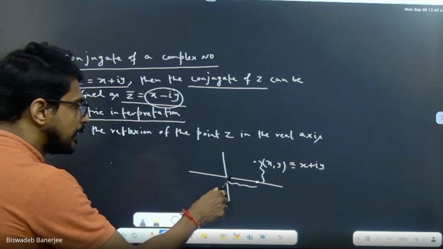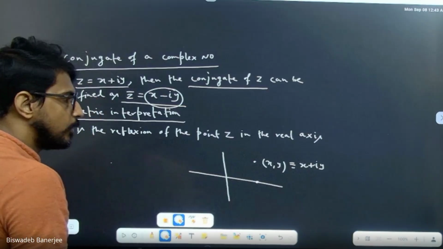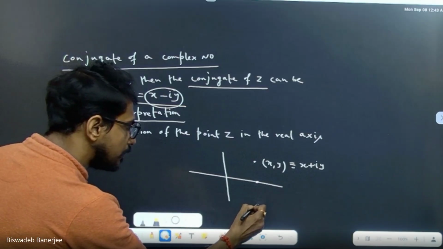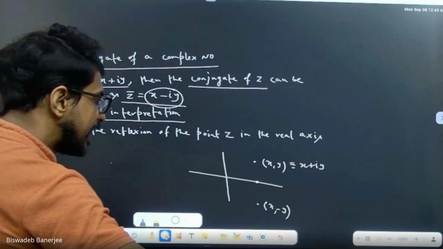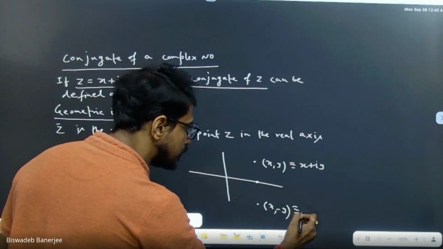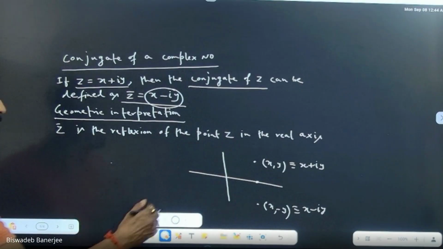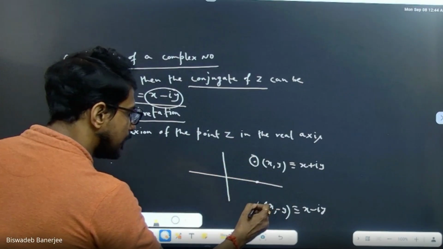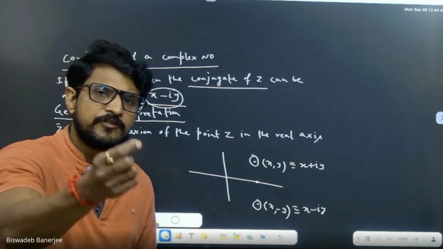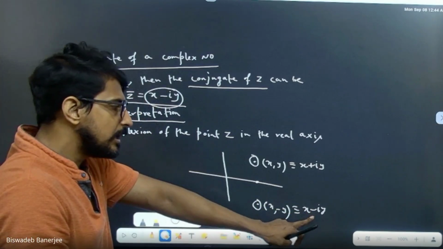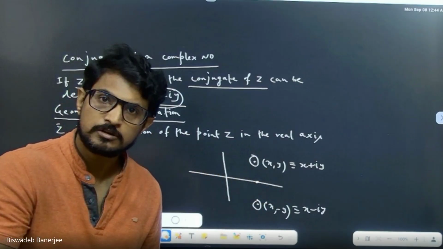That means if this is my x plus iy, if this is my point x plus iy, my x minus iy, that will be my this point. This is my x comma minus y, which is equivalent to x minus iy. That means if it is the point x plus iy, it is simply my x minus iy. So basically, from this diagram, it is very clear that x minus iy is simply a reflection of x plus iy. It's a mirror reflection.